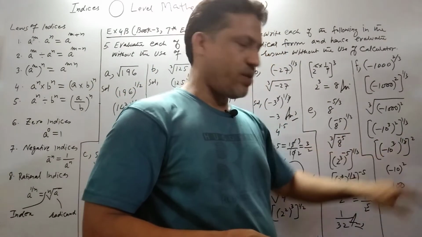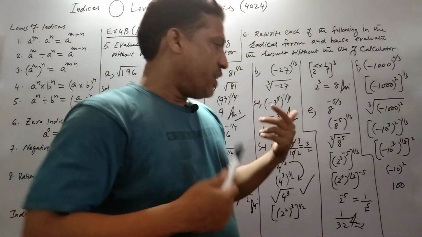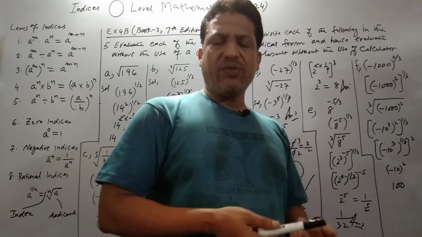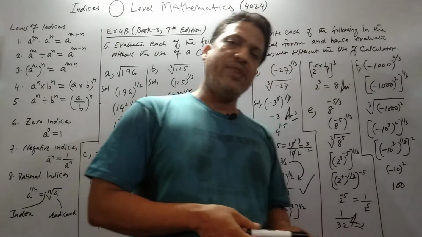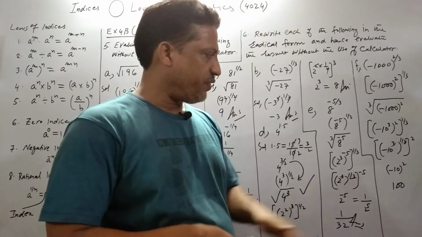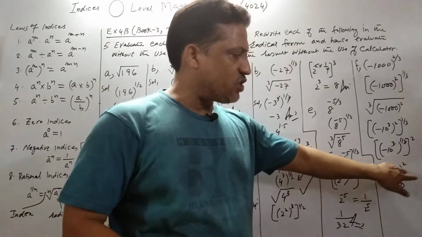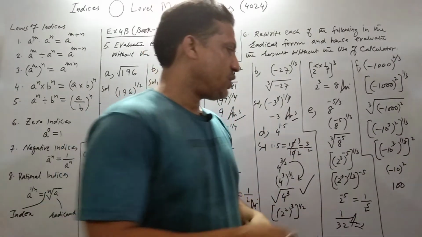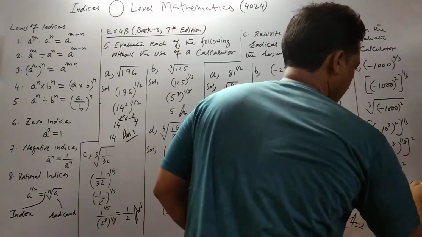So minus 10 squared. And if you see any even power of a negative number, the answer is always positive. So minus squared is plus, and 10 squared is 100, 10 tens are 100. So this is our final answer.